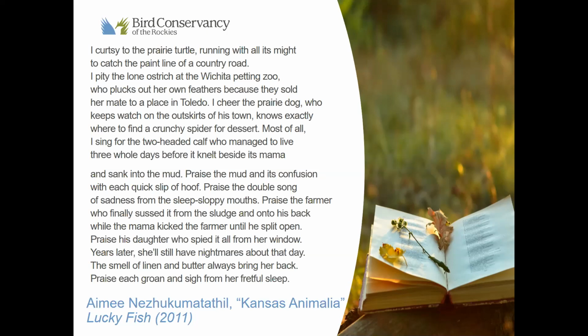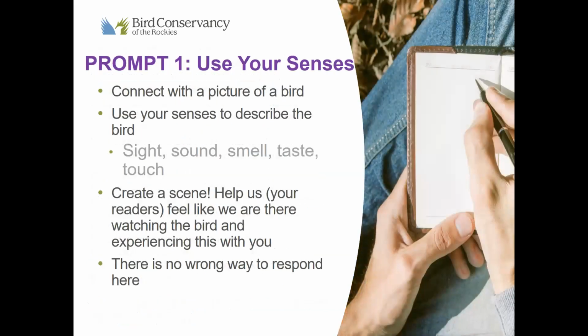So please keep in mind all the imagery she used, all that descriptive language, and how she really created a scene while still telling us about the realities of life for these creatures. So for our first prompt, keeping Nezhukumatathil's imagery and creation of a scene in mind, we're going to use your senses to create a story about a bird.